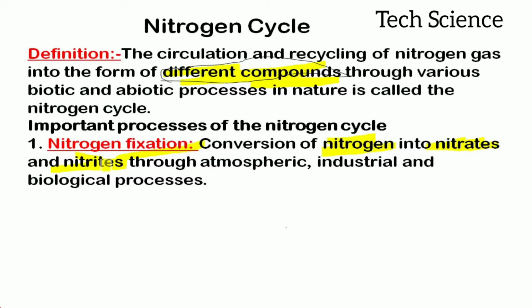This can be done with the help of some processes. It may use lightning, for example, which is an atmospheric process. It may use the chemical industry, which is called an industrial process. And it may use the help of some bacteria, which is called a biological process. So you can use any kind of process and convert this nitrogen into a compound form that can be used by plants and different types of biotic factors. So this is the first thing, called nitrogen fixation.